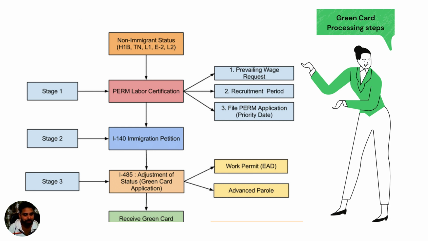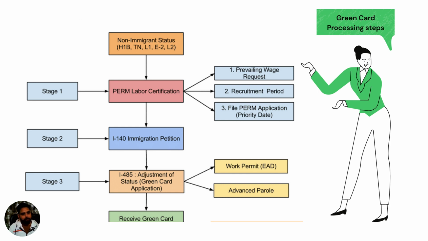Now, there are two types of I-485. One is simply EAD, a work permit, which means you can work in the United States. The second is advance parole. I will explain both types in the second slide. Now, after some waiting period, you will get your green card. So that is very simple.